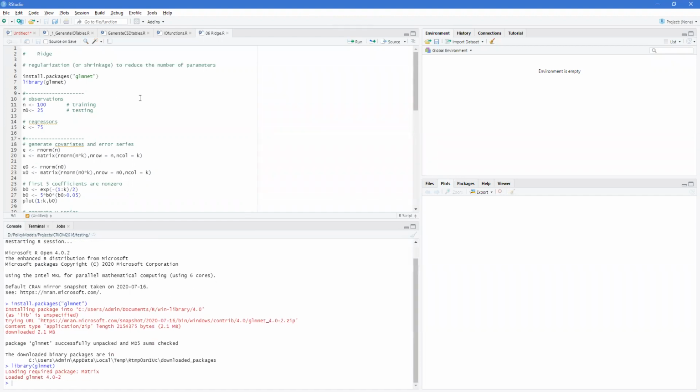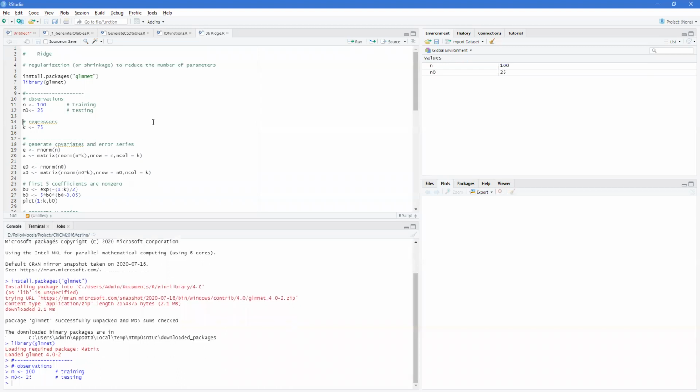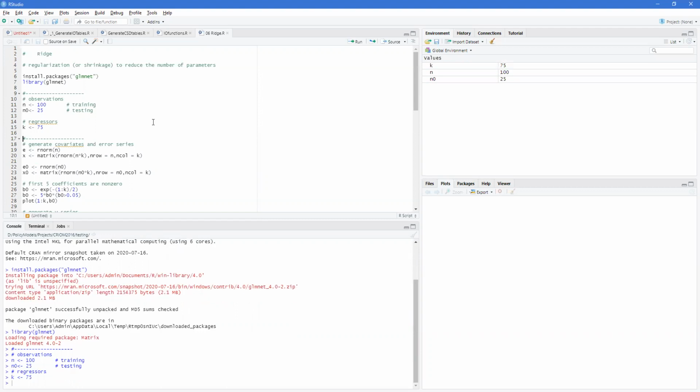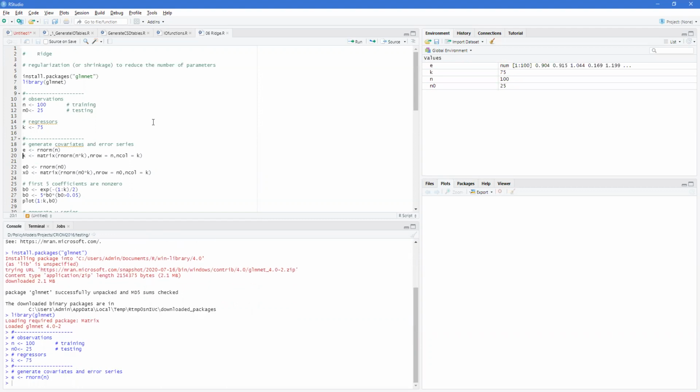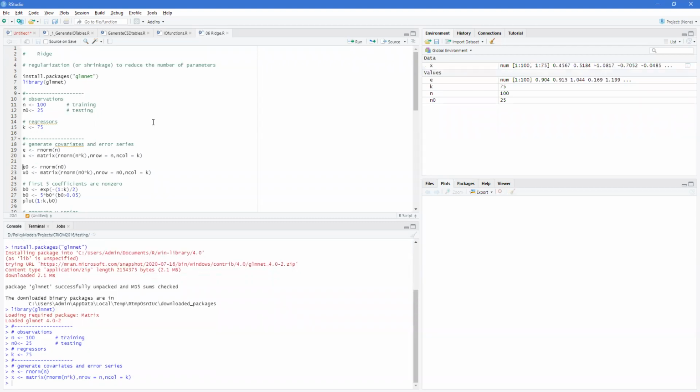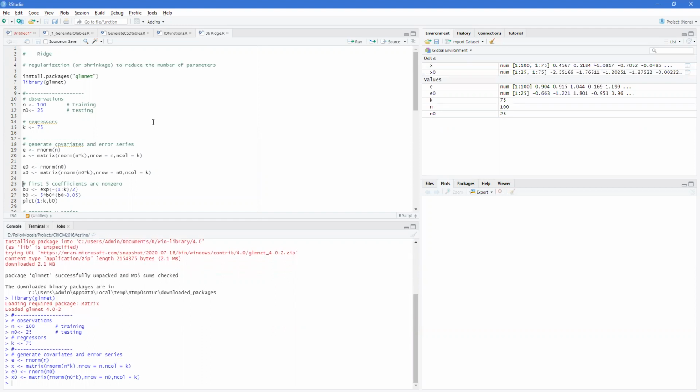Now, this will be very similar to what we saw in the lasso video, where we're going to choose the number of observations at 100. So the setup is going to be the same. So if you want specific details, I would suggest that you go and watch the lasso video for this. We're going to have 100 observations for training, 25 for testing, and we have 75 regressors that we could be using. For the training set, we're going to use a standard normal error, and we're going to draw from the normal distribution for our regressors as well. And similarly for the testing set, but it's only going to be 25 observations.